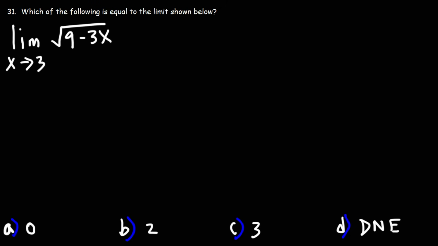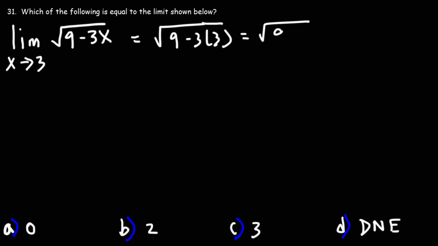Number 31. Which of the following is equal to the limit shown below? Now for this problem, it looks like we could use direct substitution. I mean, we're not going to get a 0 in the denominator. So if we do this, it will be 9 minus 3 times 3.